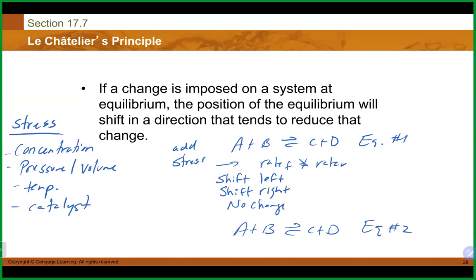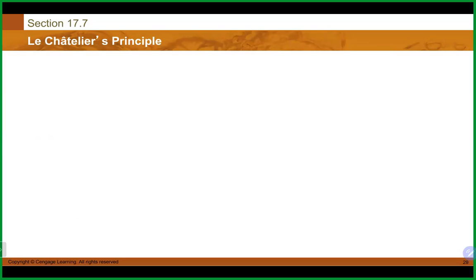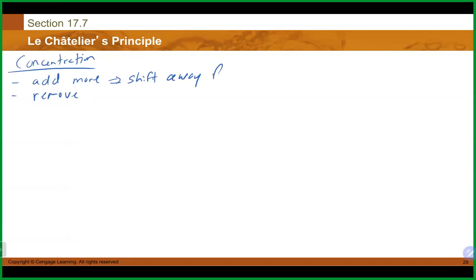So we're going to talk about each of these and how the system will basically change based on what you do to it. So let's start with concentration first, I think. So concentration, there's really two things you could do to it. You can either add more or you could remove. Those are basically your two options. And when we add more, it will always shift away from the side you added it to.